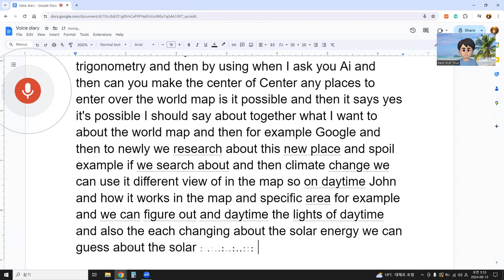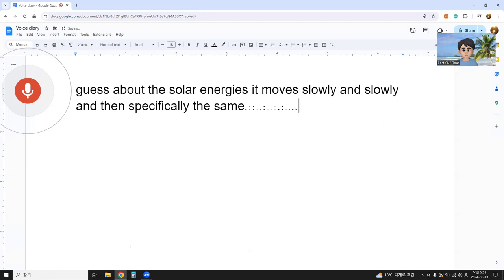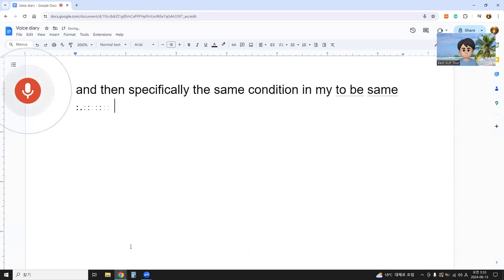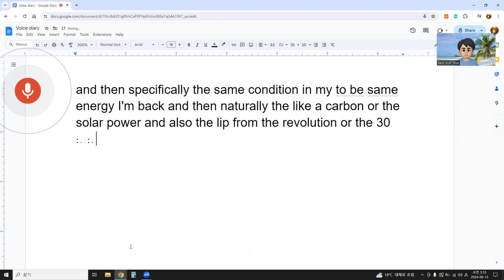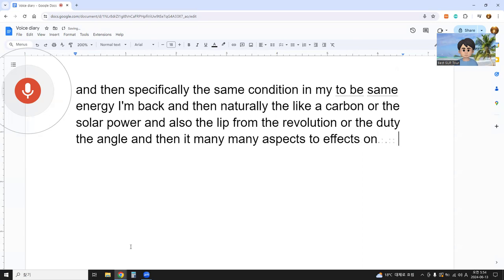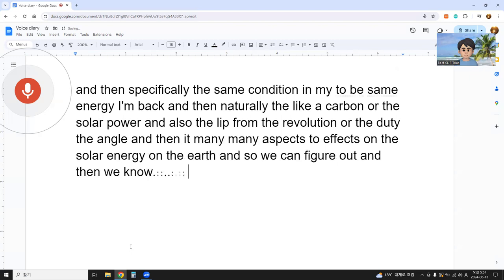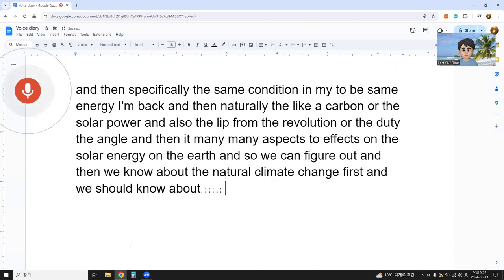It moves slowly and slowly, and under the same conditions it might be the same energy. Naturally, carbon or solar power, and also the revolution and the tilted angle, have many aspects of effect on the solar energy on the Earth. So we can figure out the natural climate change first. And we should know how daytime works on the planet.